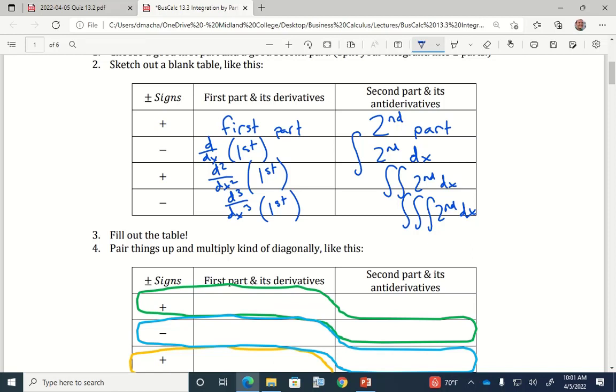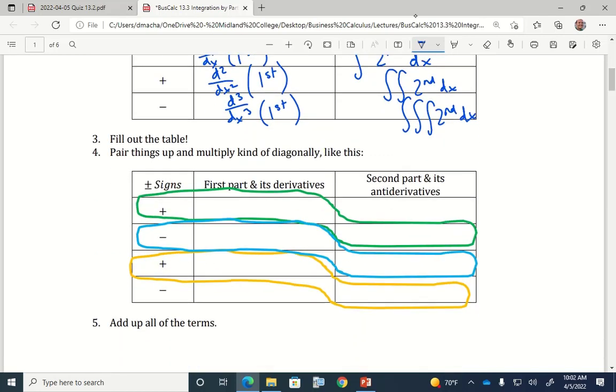But by splitting up my integrand into two different parts, it's going to make it easier to take that antiderivative. So taking the antiderivative of just the second part should be easier than taking the antiderivative of the whole integrand. And then once we've filled out our table, we're going to pair things up in a diagonal way. You start off with the first two columns on the first row, and then you jump down to the second row for the third column. And you just continue to pair stuff up like that.